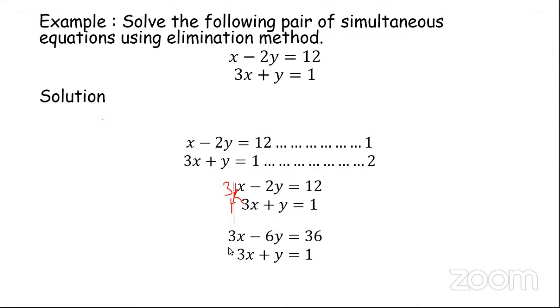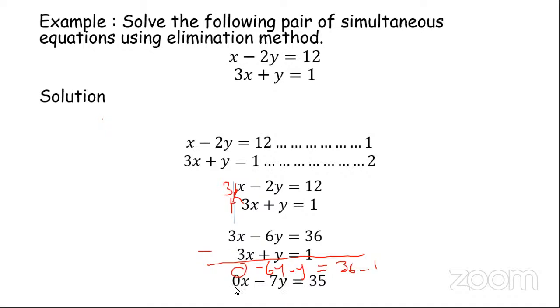So 3 times x would give us 3x. 3 times negative 2y would give us negative 6y. Then 3 times 12 would give us 36. And this second equation multiplied by 1 would remain the same. And then after here we'll do subtract, because this is positive and this is positive. So when we subtract 3x minus 3x, gives us 0. Then we have negative 6y minus y is equal to 36 minus 1.